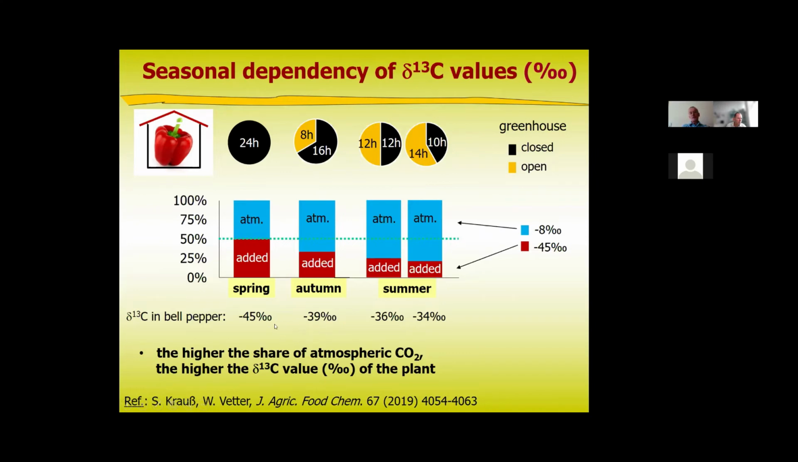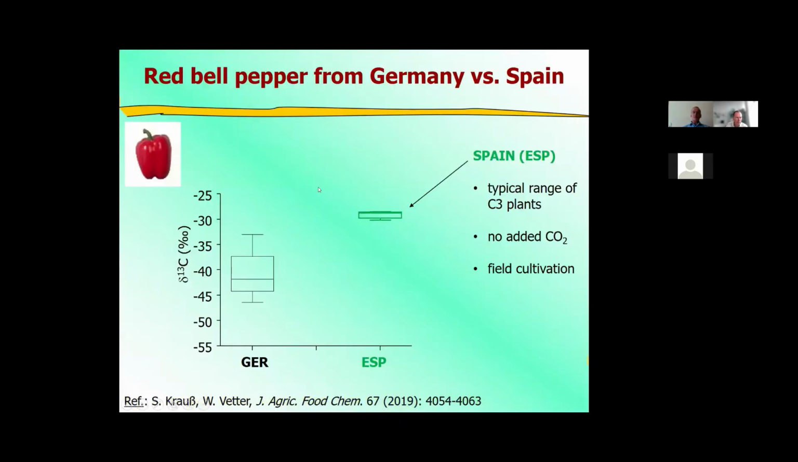So in autumn, you can expect lighter delta 13C values than in spring. And in summer, you have the whole range because also the greenhouse can be opened more frequently. So after all, we had a good explanation for these very unusual 13C values in greenhouse.